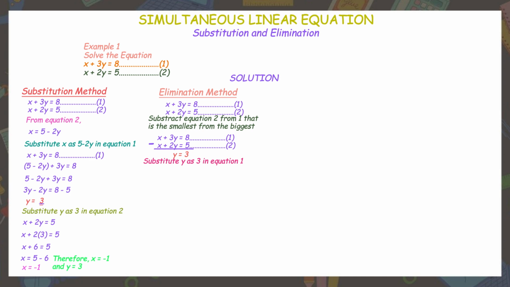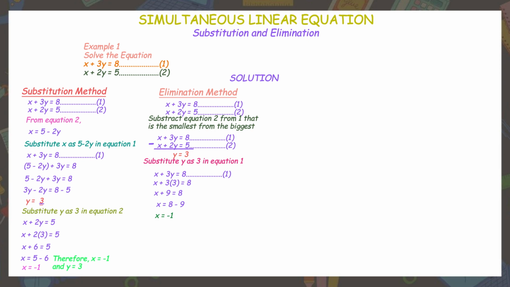So if you substitute y as 3 in any of the equations, you still get the same answer. So what do we have in equation 1? x plus 3y equals 8. So that means we have x plus 3 into bracket 3, which is equal to 8. So x plus 3 times 3 will give us 9, which is equal to 8. Our x is equal to 8 minus 9. So our x is equal to minus 1.